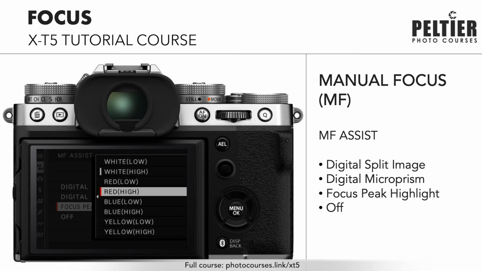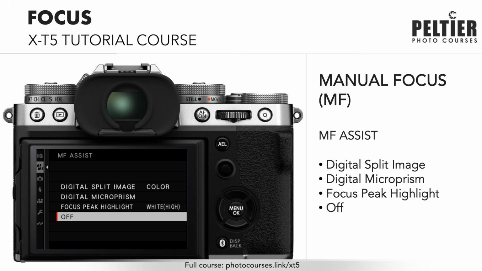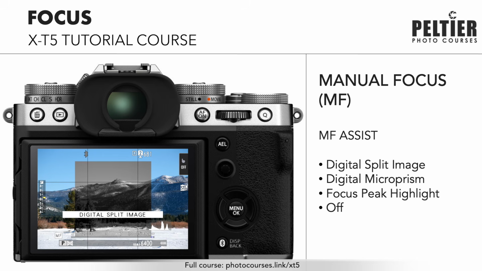You can also choose a sensitivity level. High is going to give you very bold colors, but will outline areas that are maybe not in exact precise focus. Low will be harder to see, but it's only going to outline those areas that are in absolute precise focus. I just use high. And then off turns these modes off. You can cycle through all of these MF assist modes in shooting mode by pressing and holding the rear command dial.